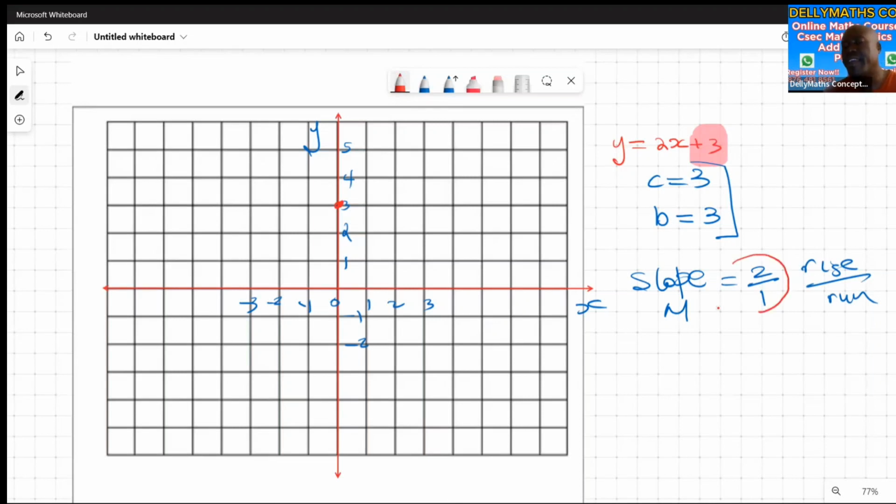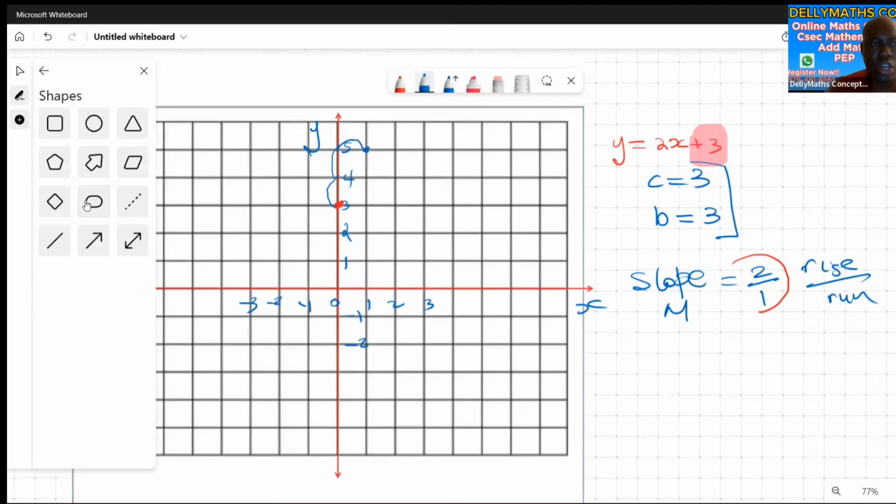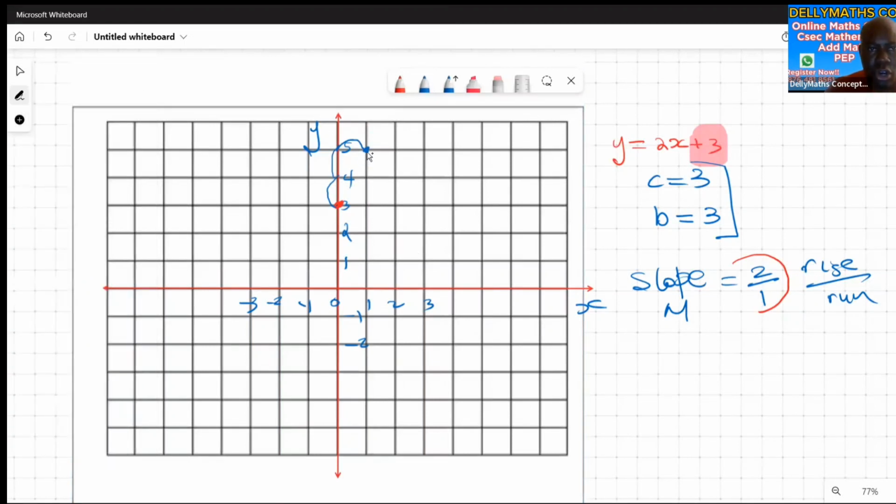It is a positive gradient, so we're going to go up 2 and across 1. 1, 2, and then across 1. And that's our next point right there. So having seen these points, we can now simply draw the line because we only need 2 points to draw our line. There it is, right here. And this is the equation of our line. Y is equal to 2x plus 3.